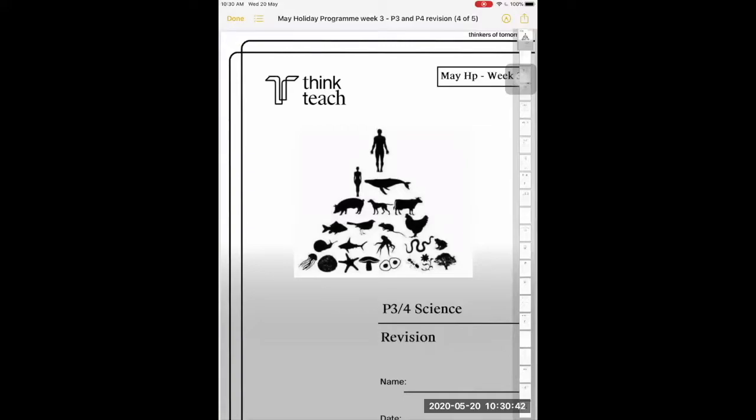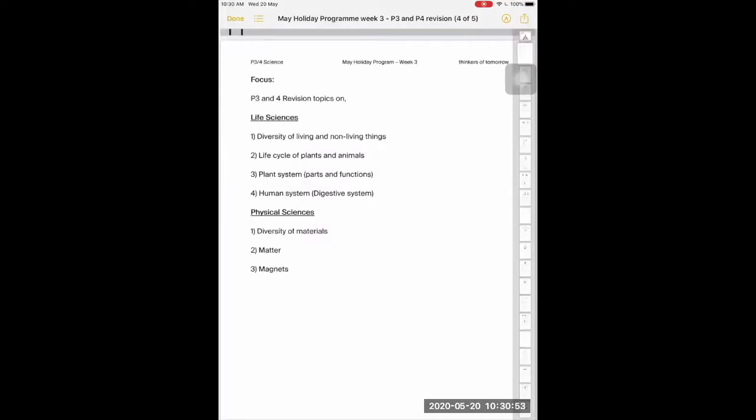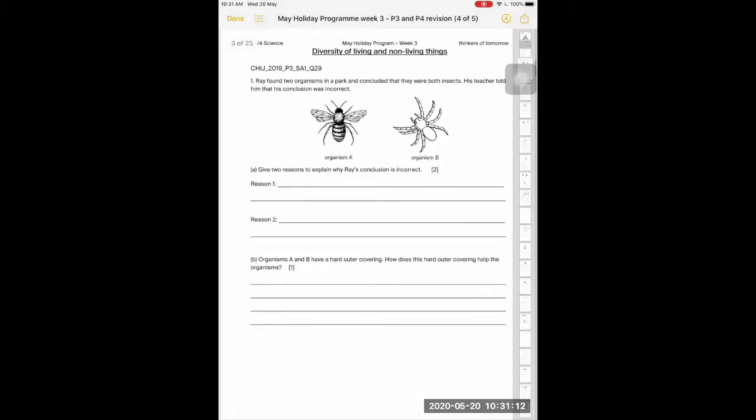Right, so what we're going to do today is actually a revision of many of the P3, P4 topics. Right, so we'll start with life sciences, so things like your life cycle, diversity, plant and human systems. We'll go on to the first question.